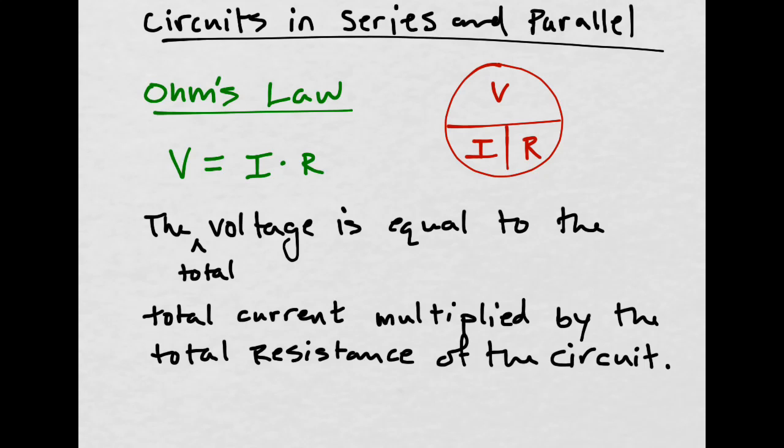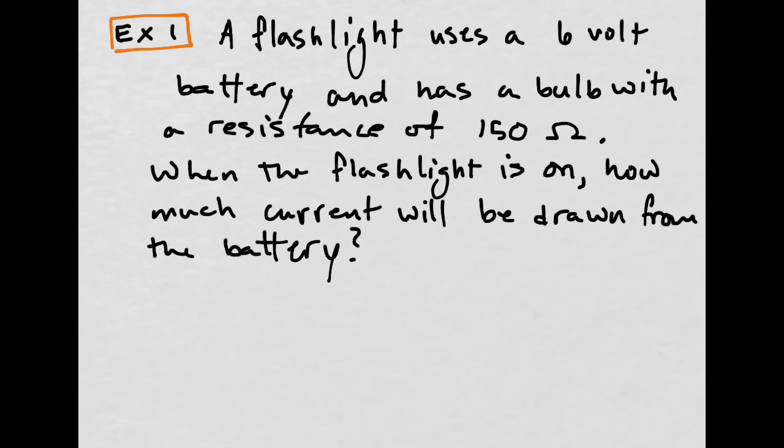So, an example for using Ohm's law: a flashlight uses a 6-volt battery and has a bulb with a resistance of 150 ohms. When the flashlight is on, how much current will be drawn from the battery?